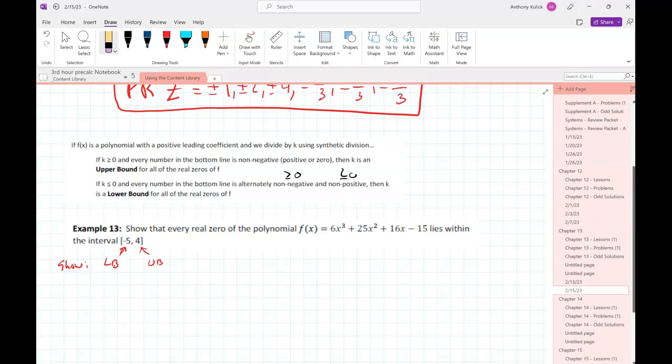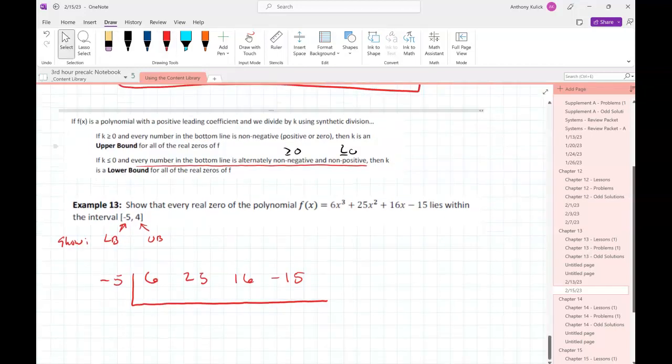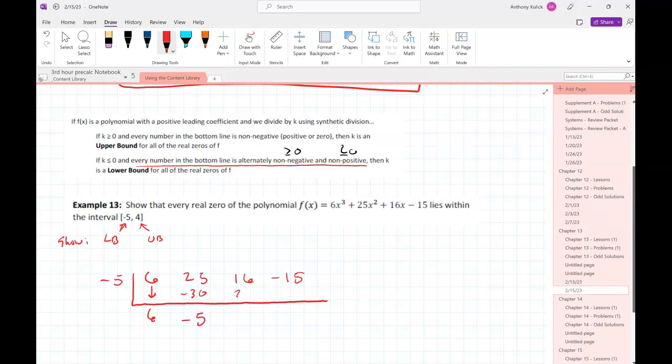Now, this appears to sound like a lot, but it's not. All it is is 2 synthetic divisions. So I'm going to do a synthetic division with -5, the lower bound. And what are we looking for here? Alternating from non-negative to non-positive. So far, so good.